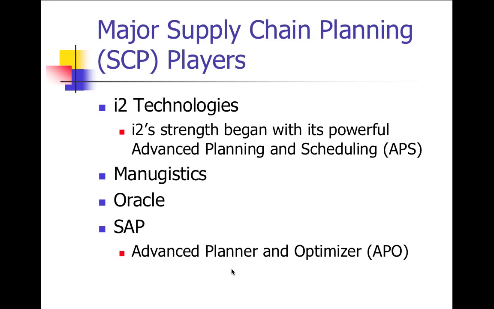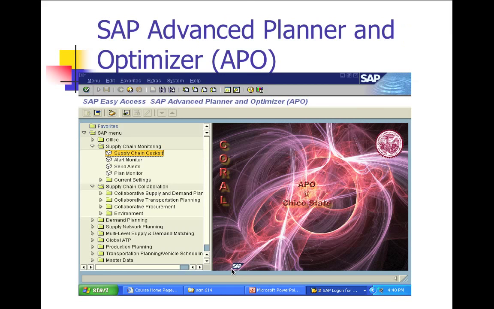Players in the game: i2, and they're still around, Oracle, SAP. It's not in order of preference, it's just a couple of the different components that you may have seen, you may actually be familiar with already, depending upon your background. Advanced Planning and Optimizer. This is actually a very old screenshot. Easy access kind of interface.